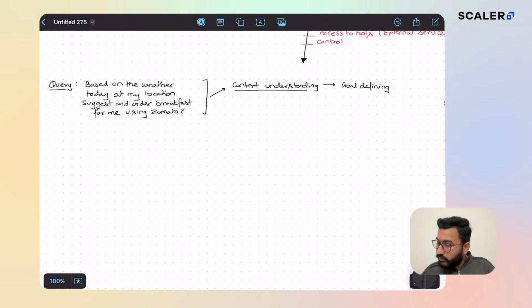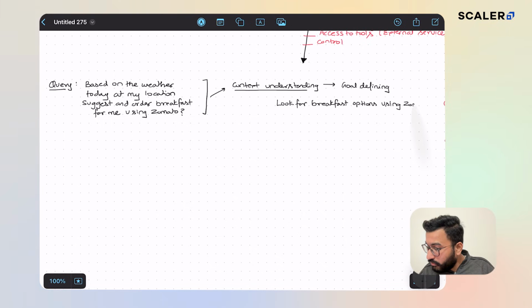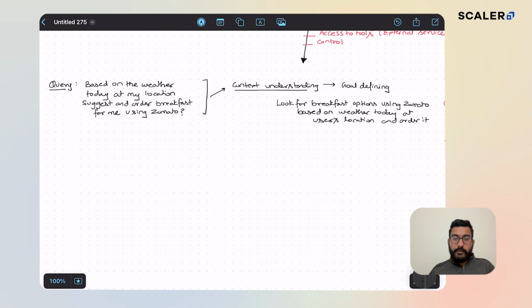and the goal is: look for breakfast options using Zomato based on weather today at user's location and order it. So this is the goal.